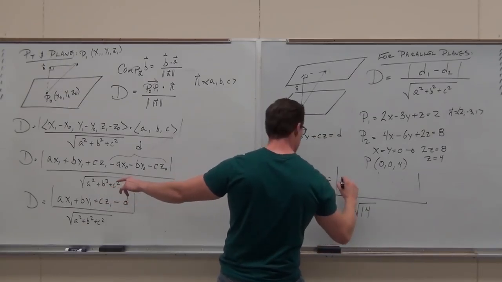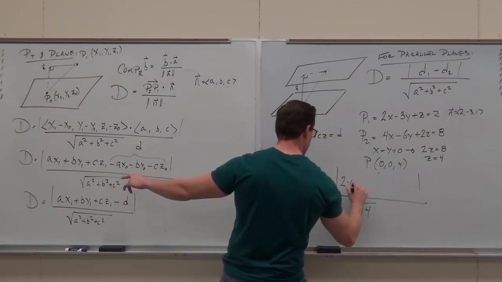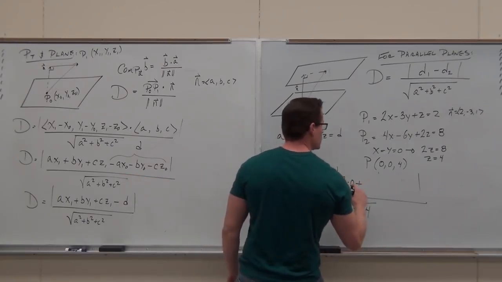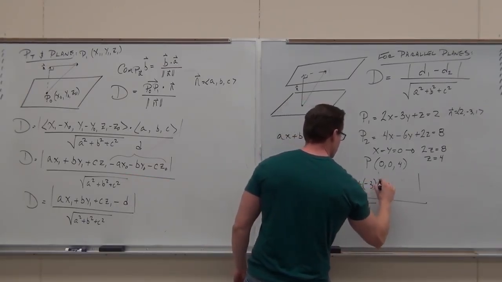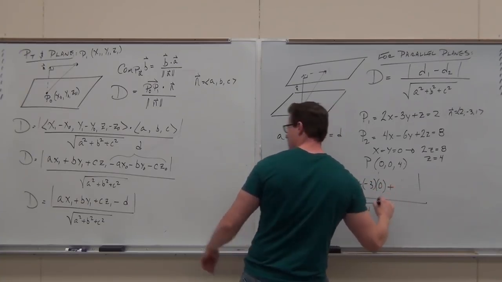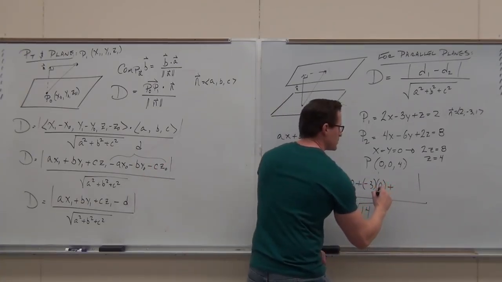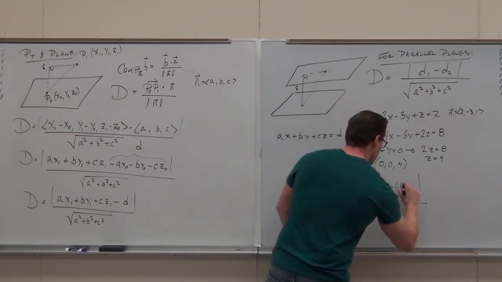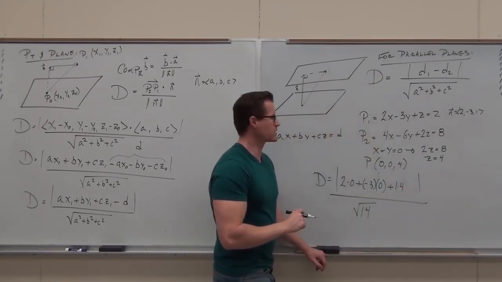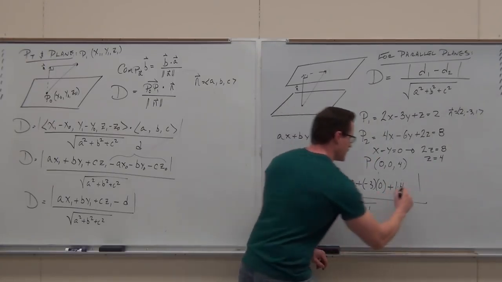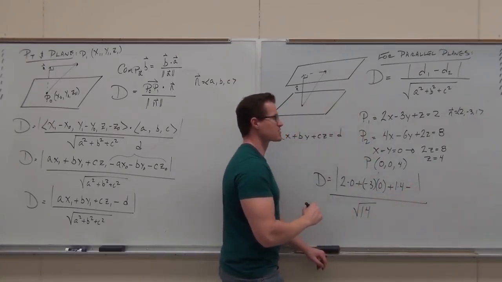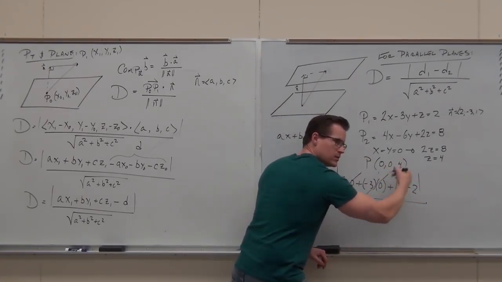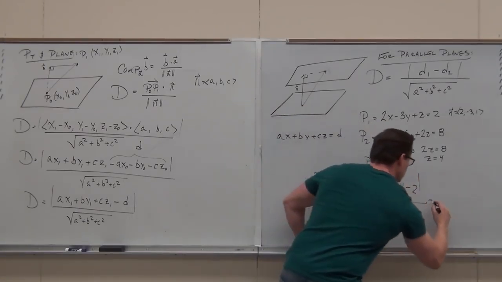What is it again? 2 times 0. Plus negative 3 times 0. Plus 1 times 4. Do you see where the 1 times 4 is coming from? It's a minus 2.